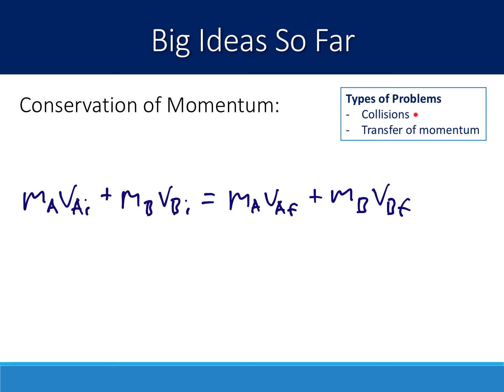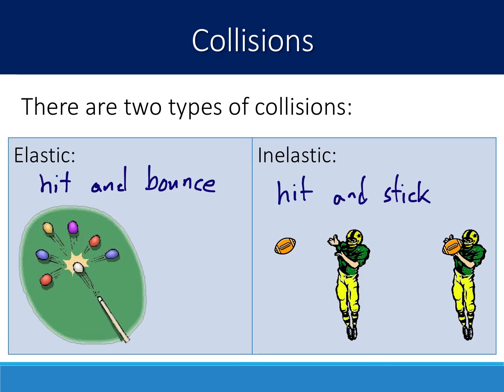A lot of times this is a collision type example where things are colliding together and then they might have different or same velocities at the end, and the transfer of momentum. So when we look at those types of problems, we're going to focus in on this equation. And these are really our two big equations of this chapter. All right, so let's focus in on collisions.